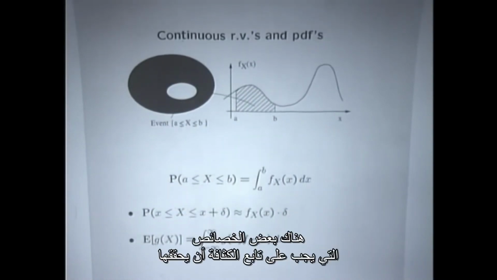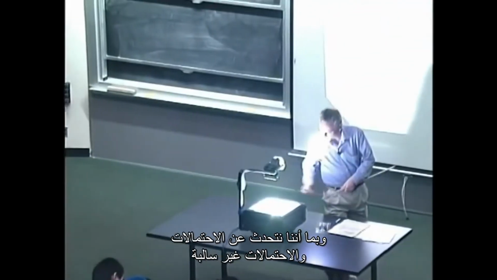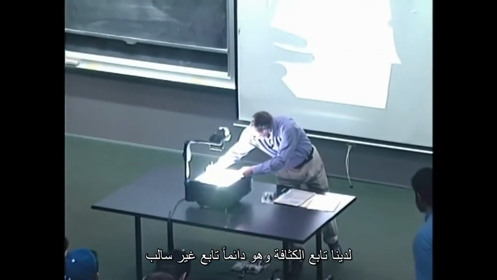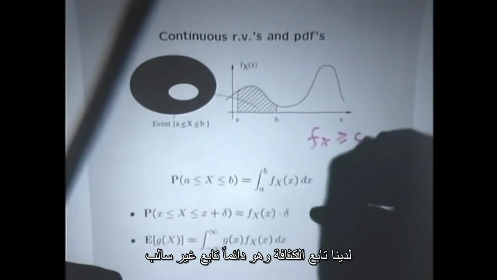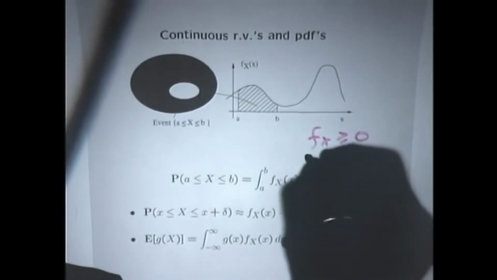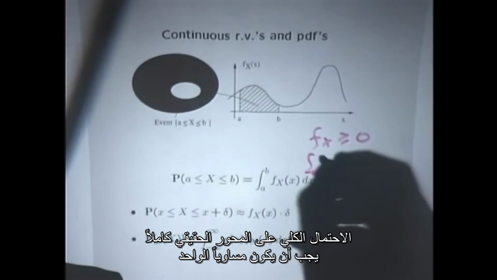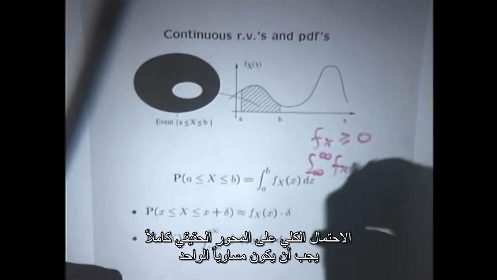Okay, there's a few properties that the density function must satisfy. Since we're talking about probabilities and probabilities are non-negative, we have that the density function is always a non-negative function. The total probability over the entire real line must be equal to 1.